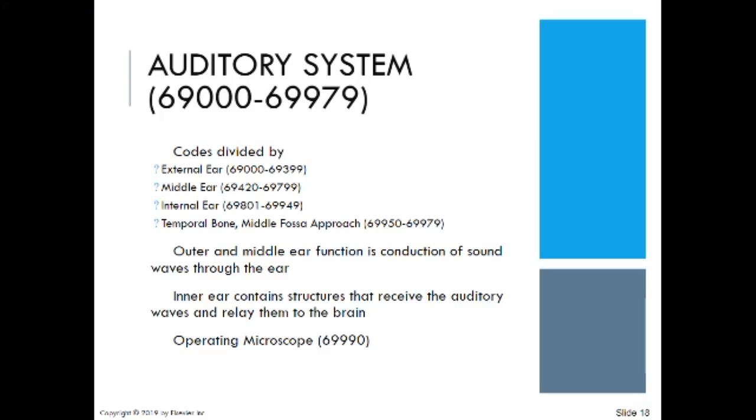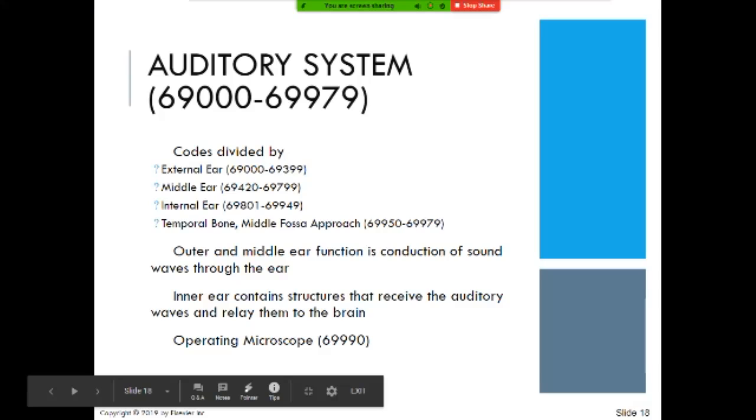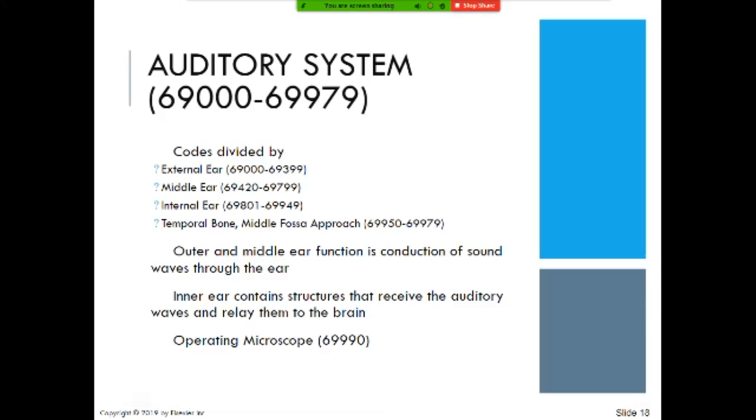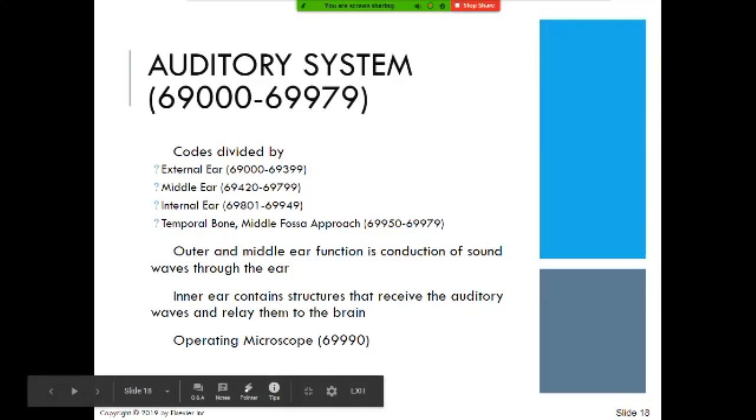So let's talk about the auditory system. The auditory system is, of course, how we hear. It's our ears. Codes are divided by the external ear, middle ear, internal ear, and the temporal bone middle fossa approach, 69950 through 69979. Outer and middle ear function is conduction of sound waves through the ear. The inner ear contains structures that receive the auditory waves and relay them to the brain.